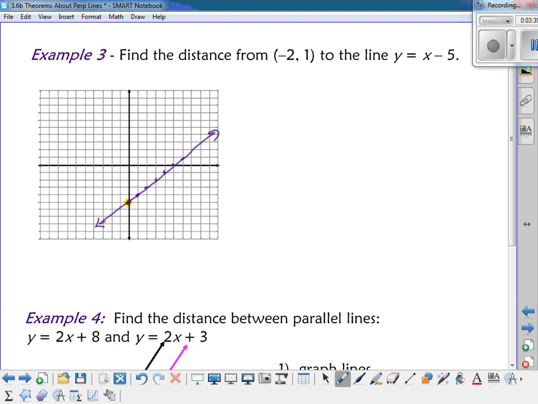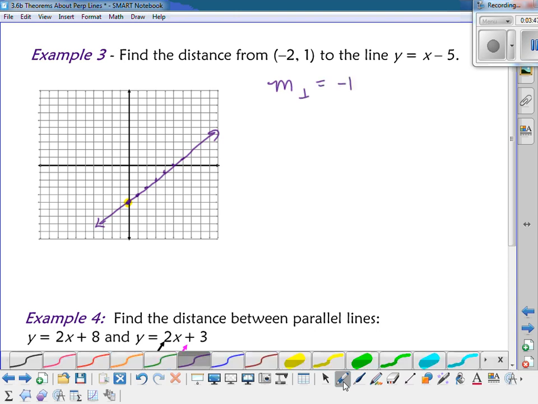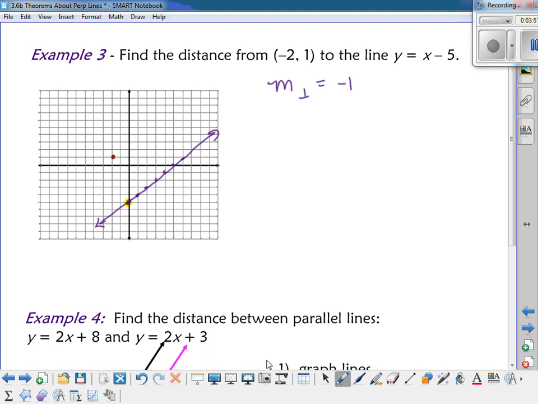So the slope of that line is 1, so that means my perpendicular slope is going to be negative 1. So I graph the point, negative 2, positive 1, right here, and I use my slope of negative 1. I go down 1 to the right 1, down 1 to the right 1, down 1 to the right 1, until I intersect. So there's my perpendicular line. So I need to find the distance from negative 2, 1 to 2, negative 3.